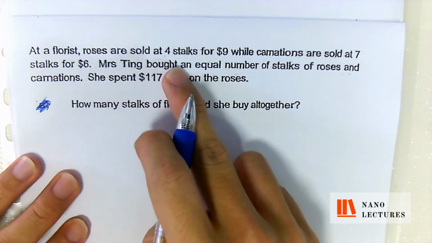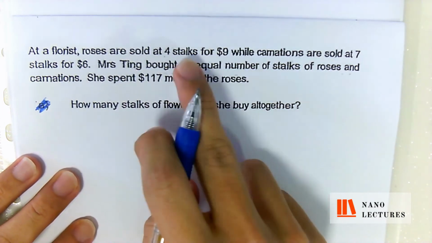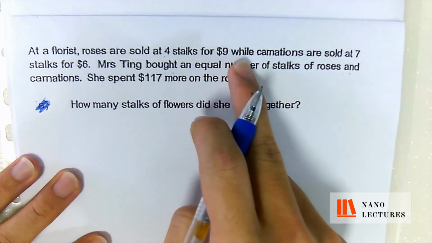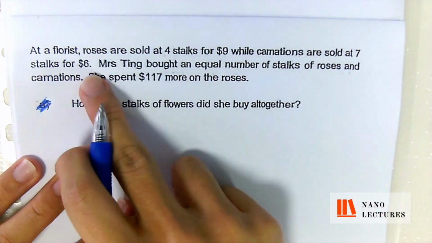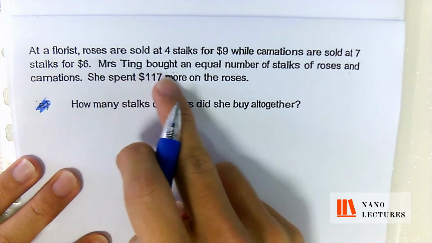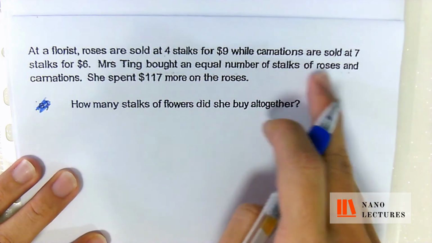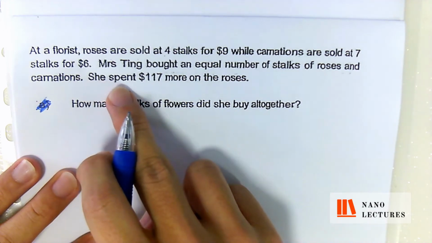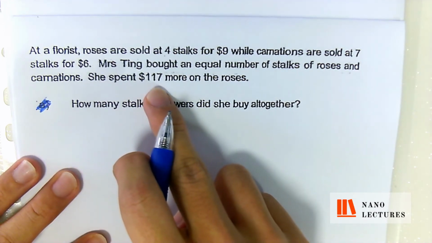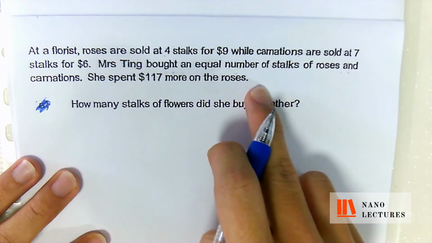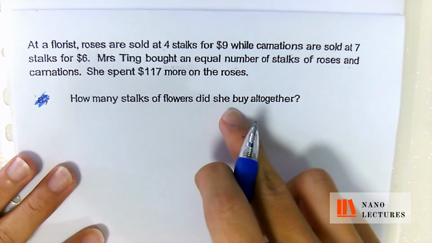Florist roses are sold at 4 stocks for $9, while carnations are sold at 7 stocks for $6. Mrs. Ting bought an equal number of stocks of roses and carnations, and she spent $117 more on the roses. How many stocks of flowers did she buy altogether?